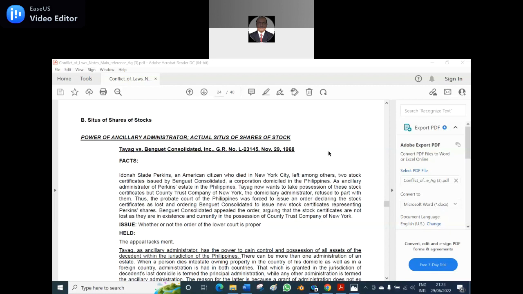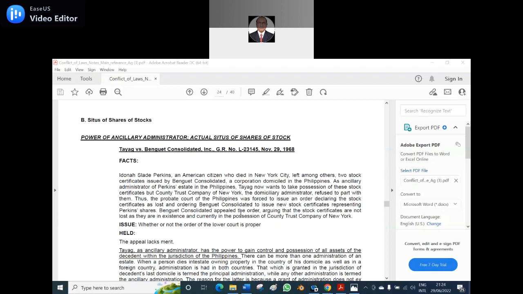As the ancillary administrator of the Perkins estate in the Philippines, Tayag now wants to take possession of those stock certificates. But the County Trust Company of New York, the domiciliary administrator, since she died in New York, refused to part with them. Tayag wants to take possession of these stocks, and the administrator in New York also wants to keep them, and the lower court ordered Benguet Consolidated to issue new certificates representing the Perkins shares, so they asked to surrender the stock to the Philippines.